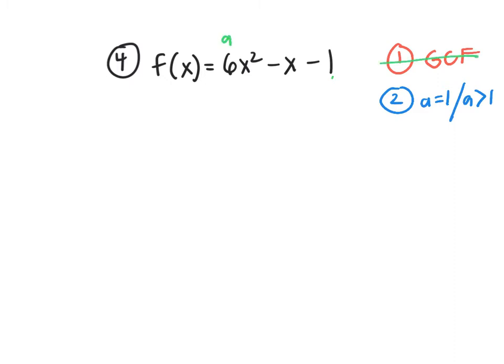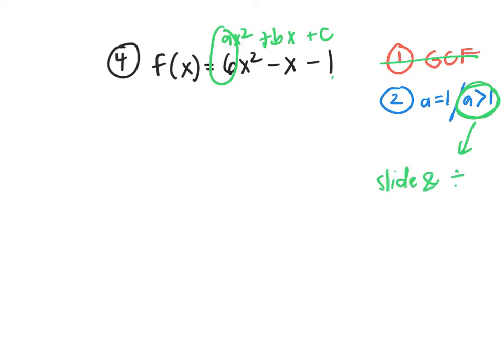Remember, it's ax squared plus bx plus c. So for this one, my a value is 6, which is greater than 1. So we're going to do a greater than 1, which means I need to use slide and divide. Remember, when I slide and divide, I want to take that number out front, the 6, and I'm going to slide it all the way to my c value, and then we're going to multiply. So we're going to multiply that 1 by 6. When I do that, I get x squared minus x minus 6.